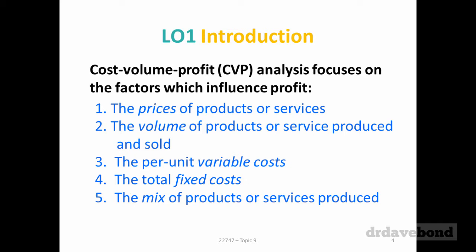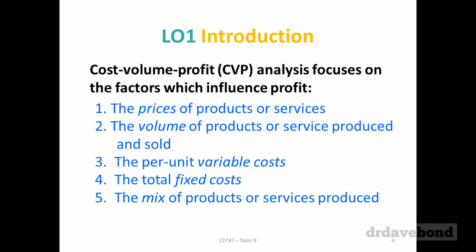But the one they've added in here, and it's important, and it wasn't explicitly in what I showed earlier, is the mix of products or services produced. With a single product environment, it's just 100% of that product. And it makes the calculations easy. If we have 2 products being sold, it's actually not that difficult to do that. There's some assumptions that need to be made, but if you're comfortable with the assumption, the mechanics of it are actually fairly easy as well.